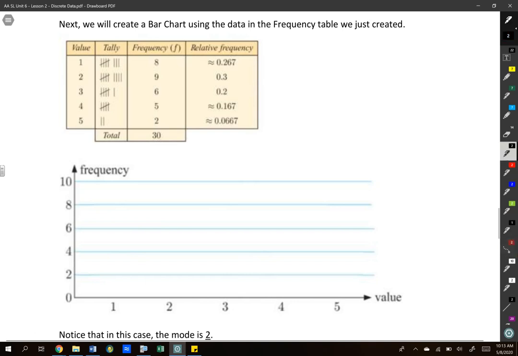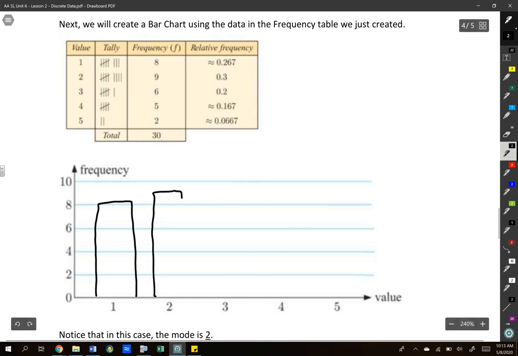So for a value of 1, we have 8 frequencies. So we're going to go up to 8. For 2, we have 9. So we're going to go up to 9. For 3, we have 6. Try to be as neat as you can. On my answer key, I used a ruler. Number 4, we have 5. And for number 5, we have 2.